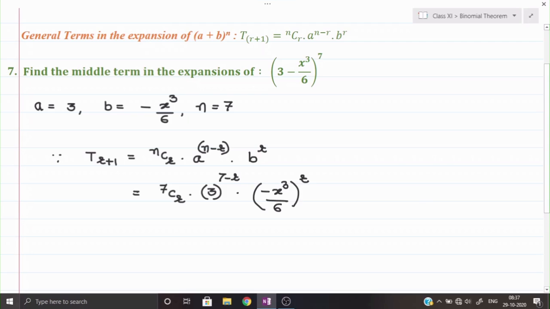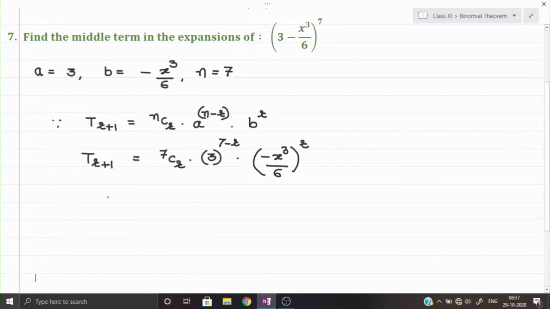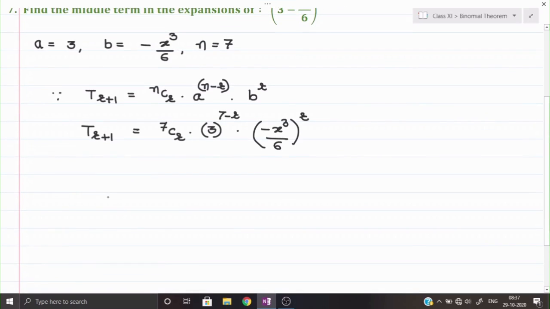Now this will be, we can say, the value of T_{r+1}. We can simplify further also, but it is better we put in the value of r and find out the further requirements.